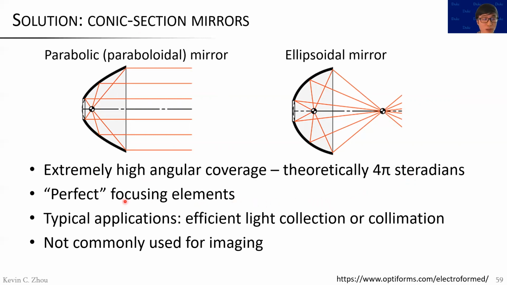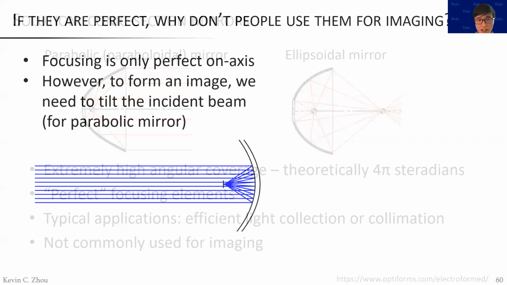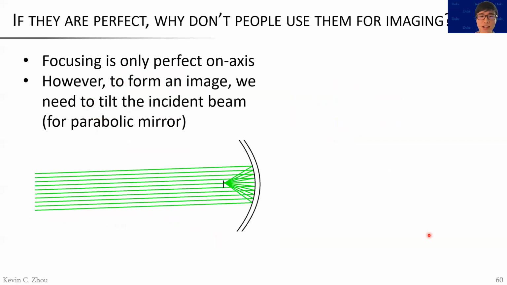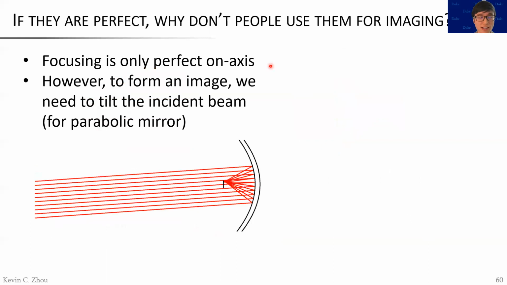They're also well known to be perfect focusing elements. And I put this in quotes because I'll qualify this later. But nevertheless, parabolic mirrors are very rarely used for imaging and are typically more commonly used for efficient light collection or collimating divergent sources in the case of parabolic mirrors. So if they are perfect, why aren't people using them for imaging? And the answer is that they are only perfect on axis.